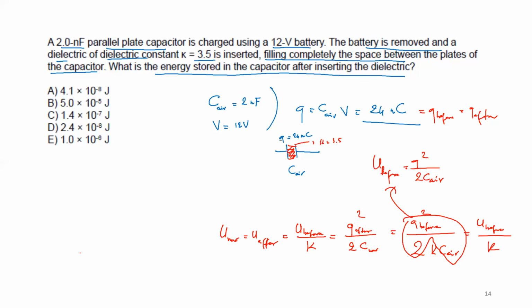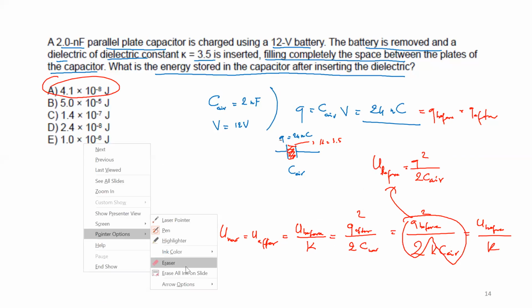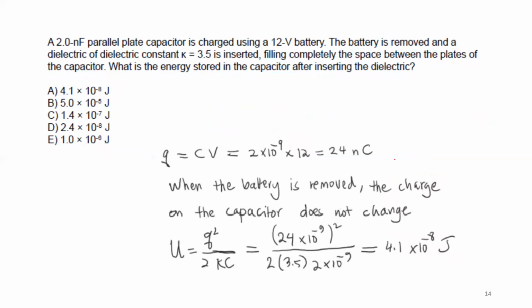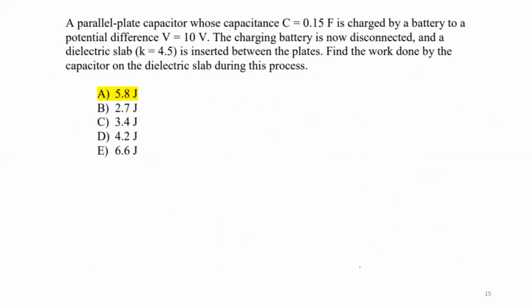So you plug in and you get your answer. Okay. And of course you will get this. This is your answer. So this is Q. The battery is removed, the charge does not change, as we said. And I just take it and divide by kappa. This is U before, by the way. Okay. This is U new, it's U before divided by kappa. And you get it.